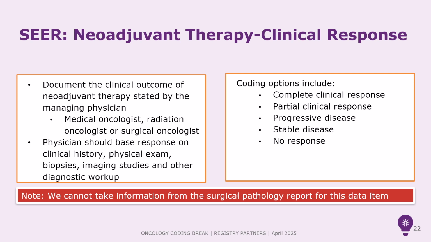Next is our neoadjuvant therapy clinical response. This documents the outcome of neoadjuvant therapy stated by the managing physician, such as the medical oncologist, radiation oncologist, or surgical oncologist. The physician should base it on clinical history, physical exam, biopsies, imaging studies, and other diagnostic workup. The coding options can include complete clinical response or partial clinical response, progressive disease or stable disease, or no response. As a note, we cannot take information from the surgical path report for this data item.